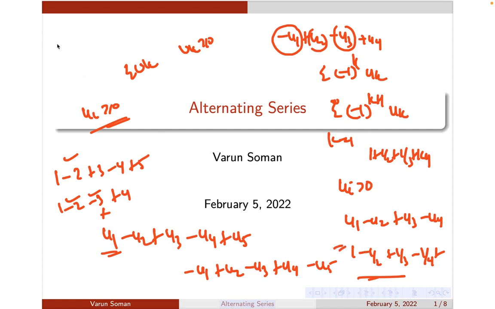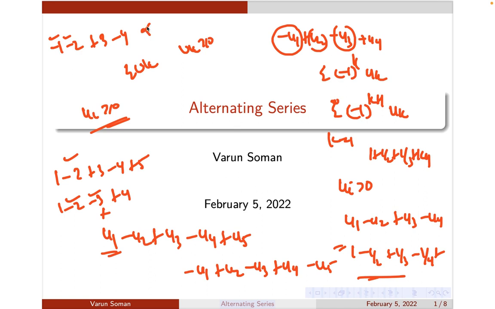Suppose my series is minus 1 minus 2 plus 3 minus 4. This is not an alternating series, because here two consecutive terms have a negative sign itself. So basically the signs are not alternating successively. So this is not an alternating series. I hope you now understand the pattern of alternating series.